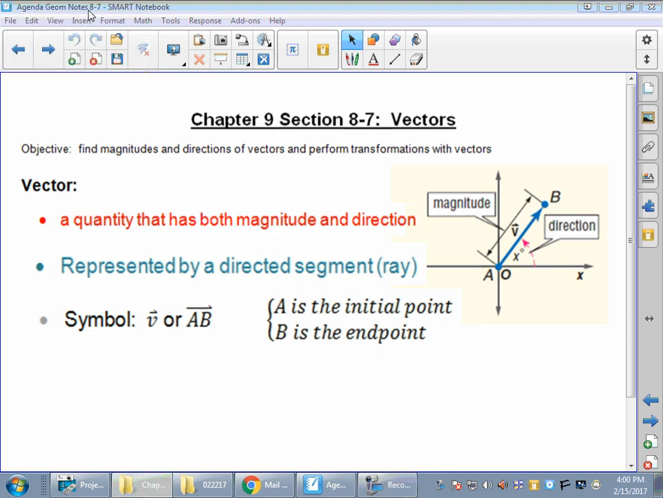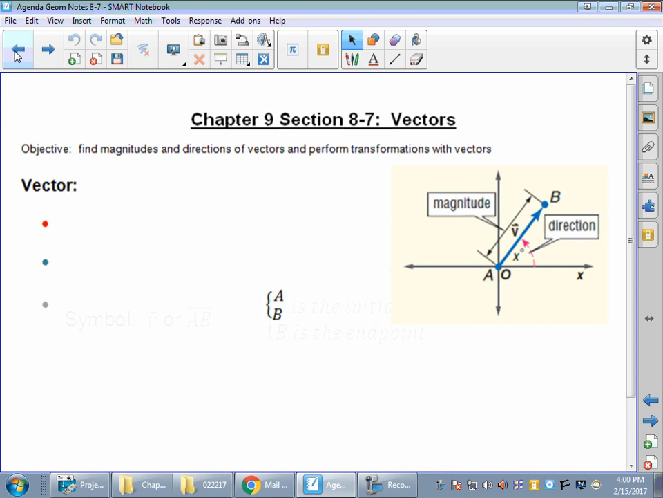I know it's a little awkward, but we're going to start Chapter 9 with Section 8.7, Vectors. You don't want to see that stuff yet, right? So we're going to talk about vectors. We're not going to go completely into vectors. That's something that you'll get more into further in math, but we need to talk about magnitudes. So we're going to talk about the magnitudes of vectors, and we're going to perform transformations both today and when we get a couple sections from now. So that's why we need to talk about vectors.